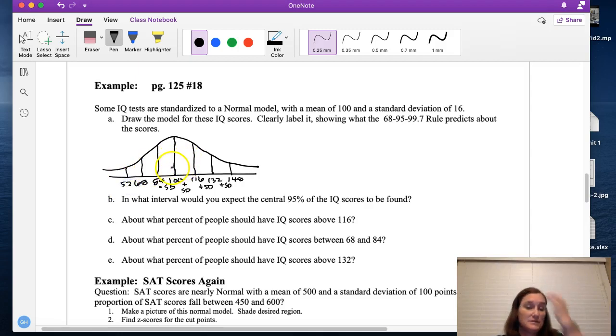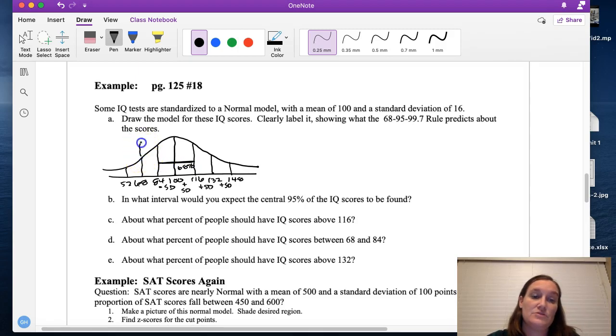What the 68, 95, 99.7% rule says is that 68% of your data is within one standard deviation of the mean. So 68% of people's IQs are between 84 and 116. That seems low, I feel like. I don't know. I have no idea what my IQ is. So 68% is between those two. That's what the 68% rule says.